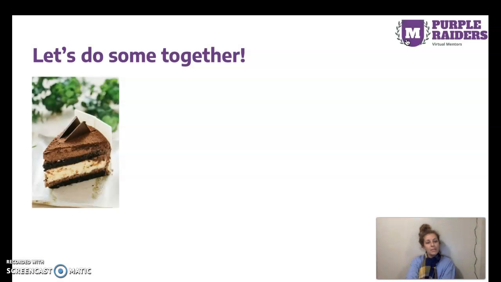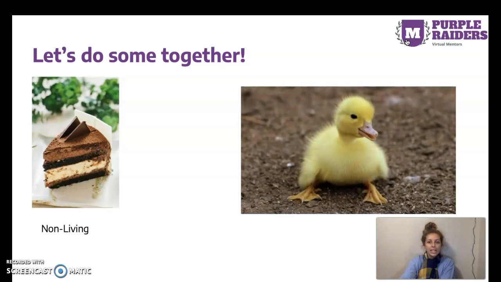So now I want to do some together. Is this piece of cake living or non-living? Non-living, great job. What about this cute little duckling? Living or non-living? Does this duckling need water? What about food? What about oxygen? If you said yes to all three of those, that means they must be living. Good job.